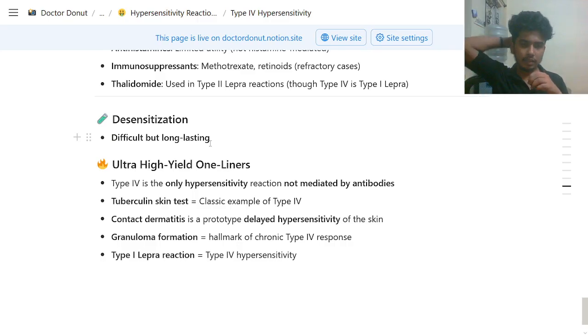Let's look at the high yield facts. It's the only hypersensitivity reaction which is not mediated by antibodies. The tuberculin test is a classic example. Contact dermatitis is the prototype for delayed hypersensitivity reaction. Granuloma formation is the hallmark, and type 1 lepra reaction is a type 4 hypersensitivity reaction.